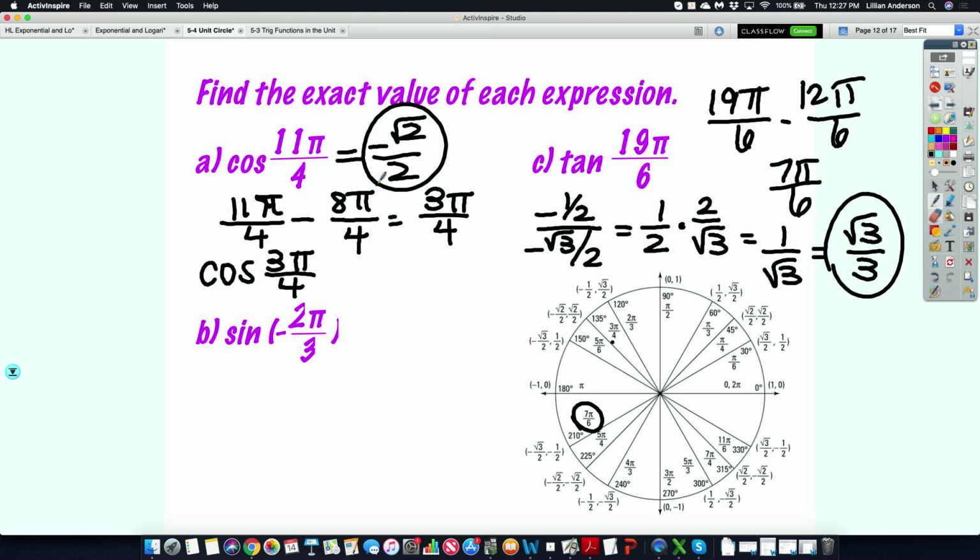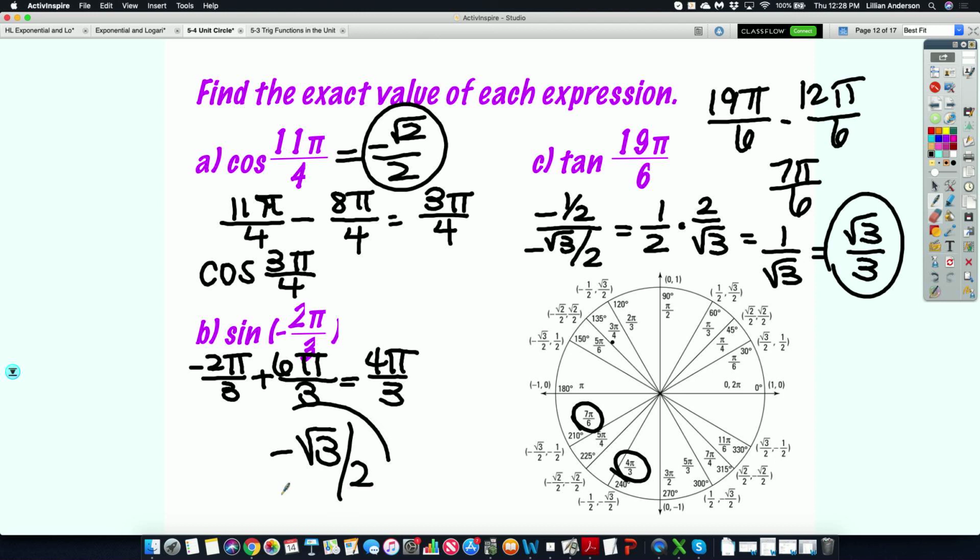Negative 2 pi over 3. Am I going to add or subtract 2 pi? I'm really actually going to add, because I need a common denominator. And what's negative 2 plus 6? So the sine of 4 pi over 3 is going to be the sine of negative 2 pi over 3. Sine is which coordinate? Y. So what's the y coordinate of 4 pi over 3? And that's how you do it.